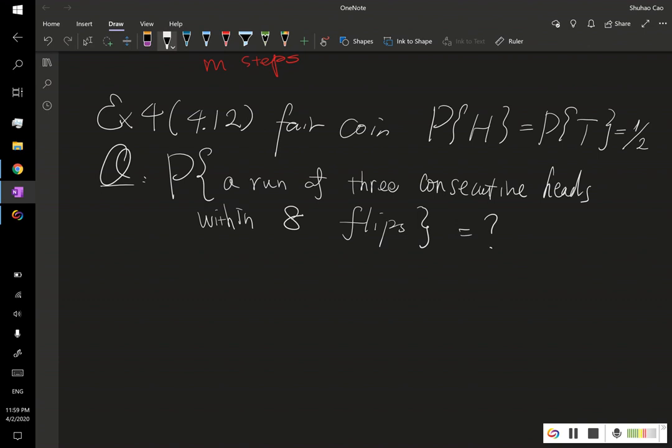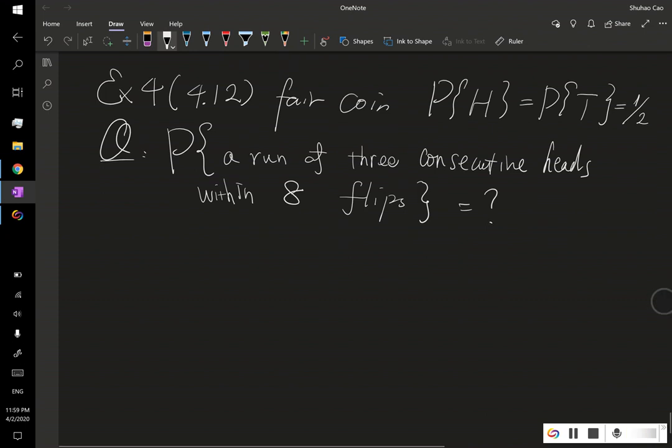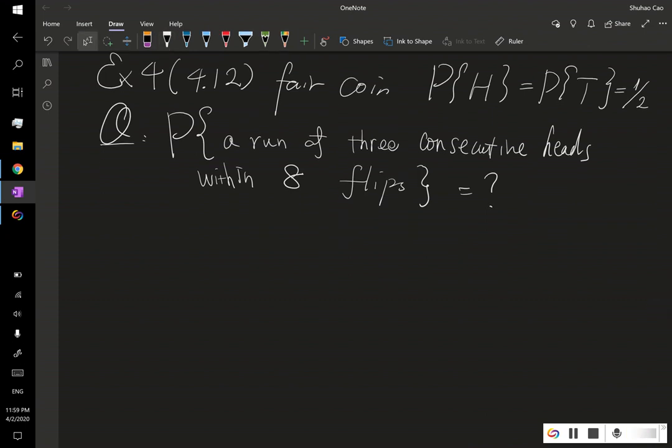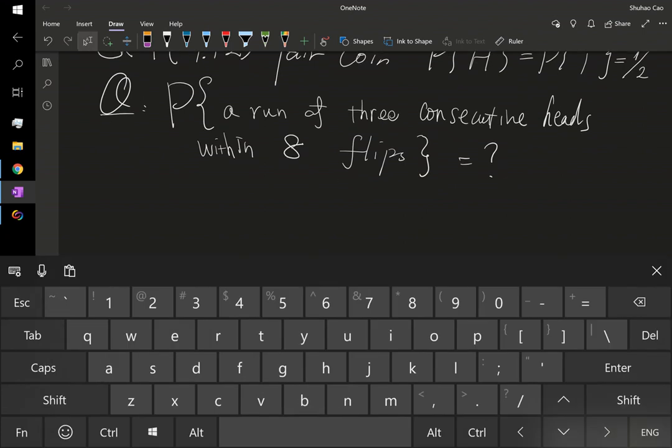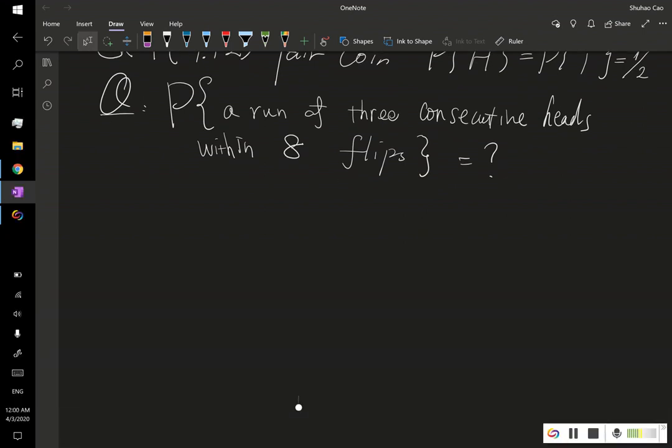Again, this is pretty much like our classical probability question. However, we can transform it into a Markov chain question by the following. First, we define a Markov chain. Okay. So we have our state space. And here I'll give you guys the state space. The state space is from 0 to 3.